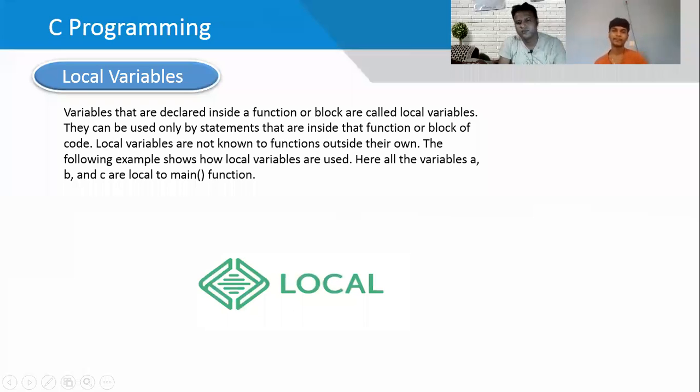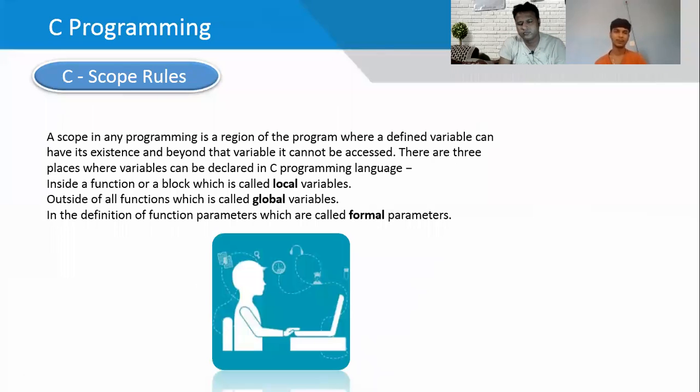In a function body, what are the variables you define, that is called local. Outside of the function, what are the variables you define, it is called the global variable.